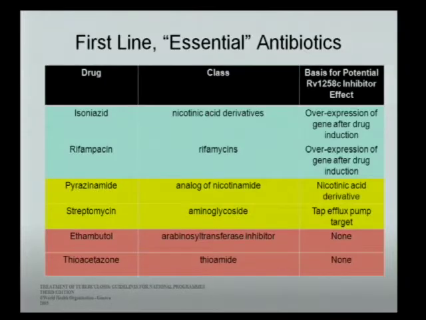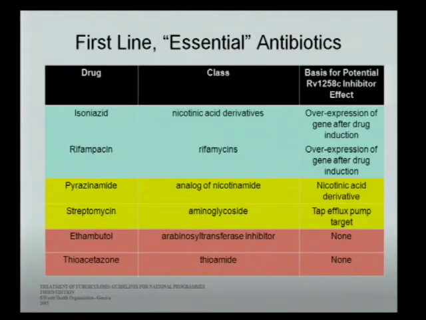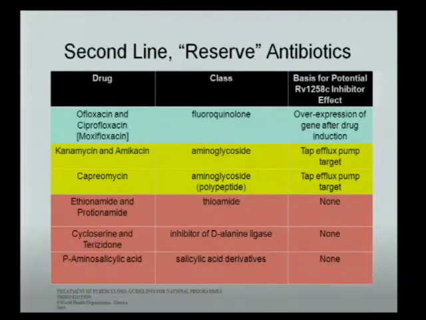Then there's also evidence, or I should say there's analogy here, that pyrazinamide is similar in its class to isoniazid. So there's some expectation that similar antibiotics might interact with a pump that's able to extrude a chemical of a similar structure. And then with streptomycin, it's an aminoglycoside, and the TAP efflux pumps have been shown to extrude aminoglycosides, so one could expect that there would be interaction there as well.